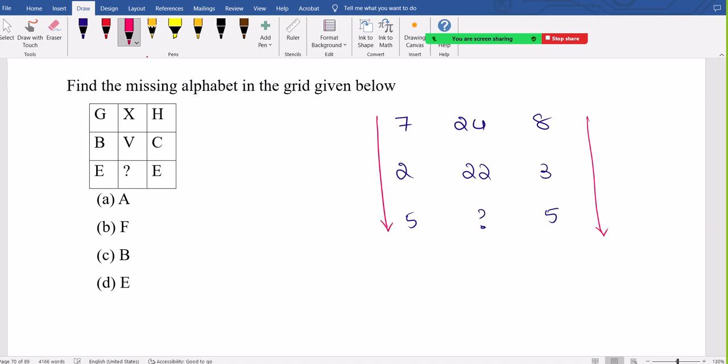Column wise, if you go through, B is the answer, right? So 7 minus 2 is 5. 8 minus 3 is 5. So 24 minus 22 is 2, which is nothing but B letter.